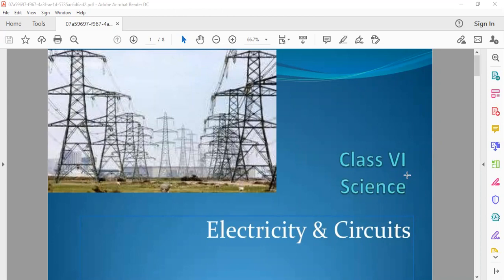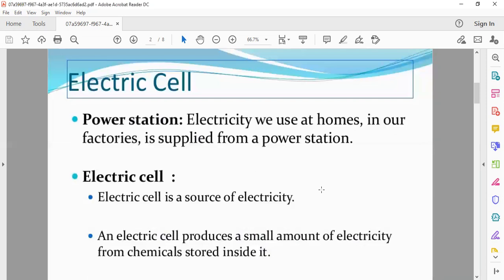So, let's first discuss a very important point: how electricity reaches our home. This is a big question, how we get electricity. So, let's study this point first of all. Electricity is generated at the power station, and from the power stations it comes to our home, and it is supplied by the power stations.